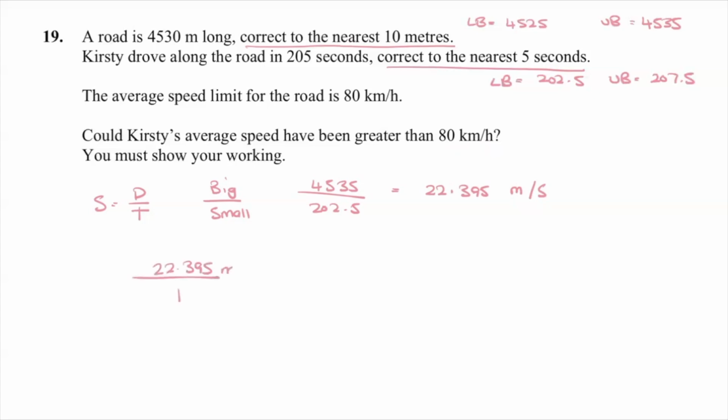So I've got meters per second. I will need to divide by 1,000 because I'm converting from meters into kilometers. And that is in 1 second. And now I'm going to times through by 60 to get it into a minute, and times through by 60 to get it into an hour. And when you multiply this, your calculator tells you 80.622. So yes, it could be over.